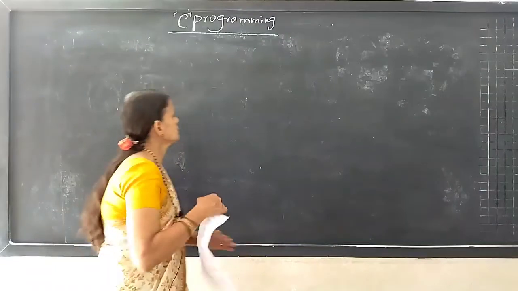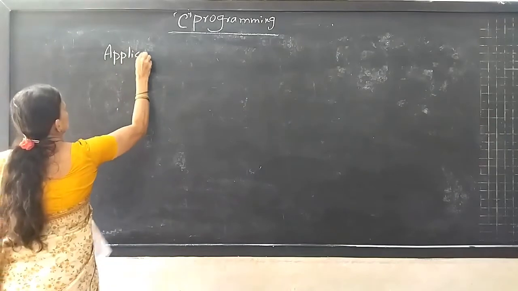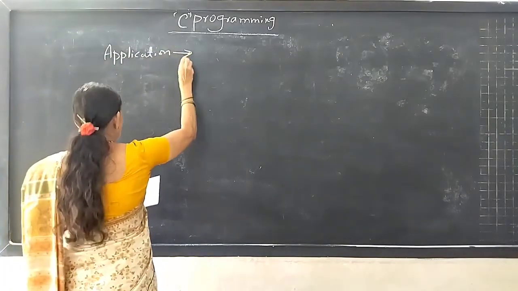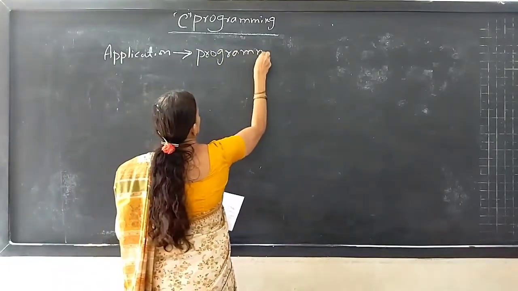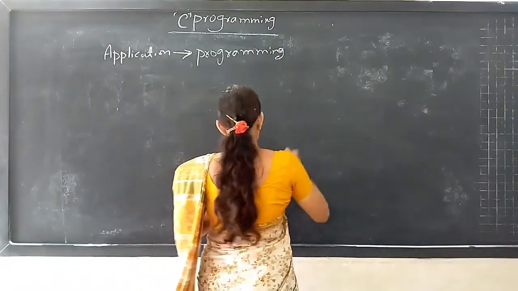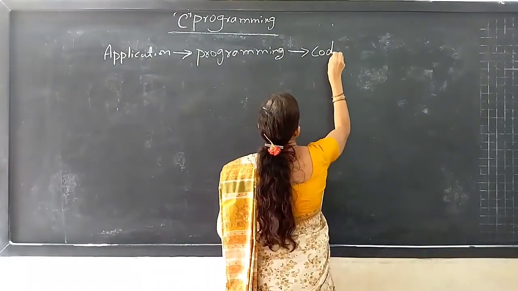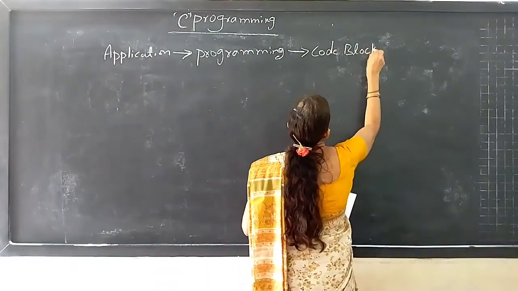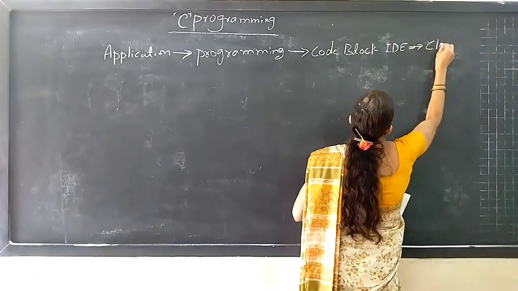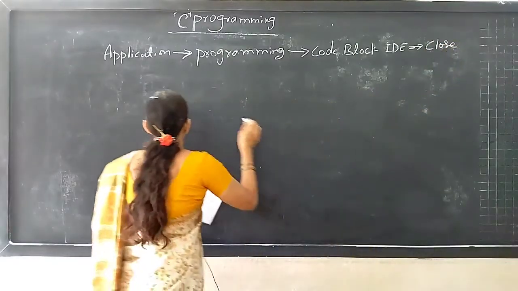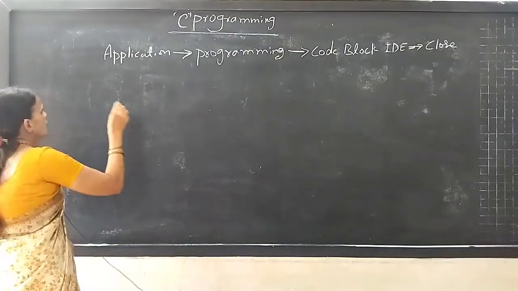Let us see. First step is click on application. In that select programming. After that you have to select Code Blocks IDE, then close. It is going to appear on the desktop.